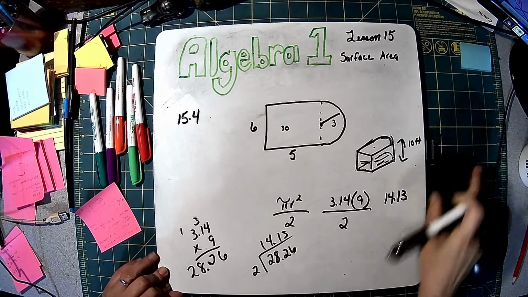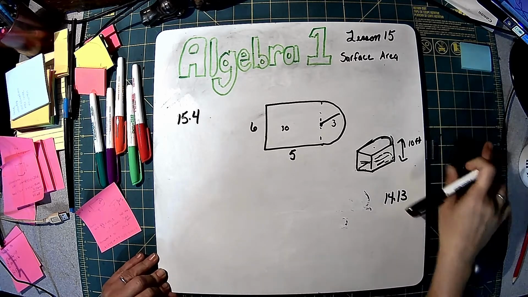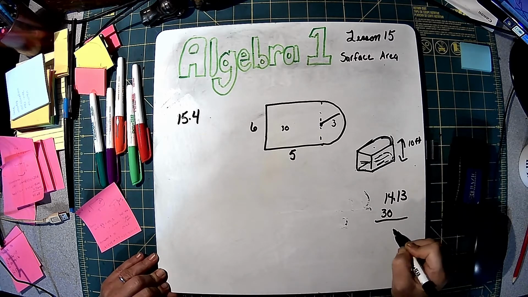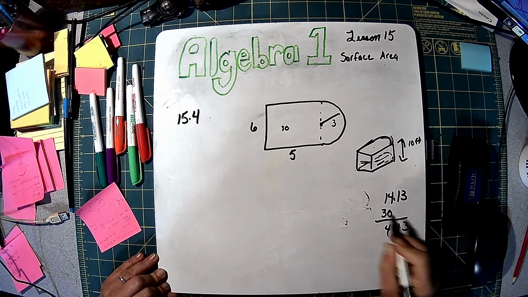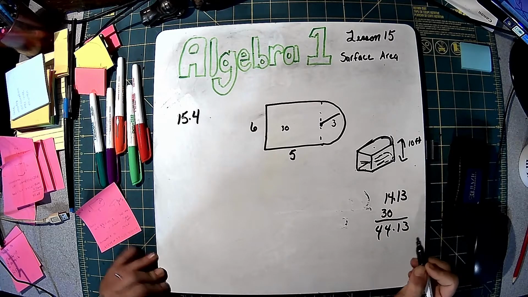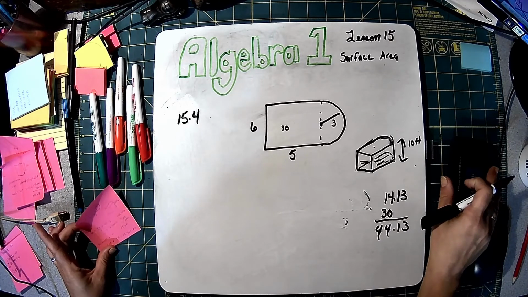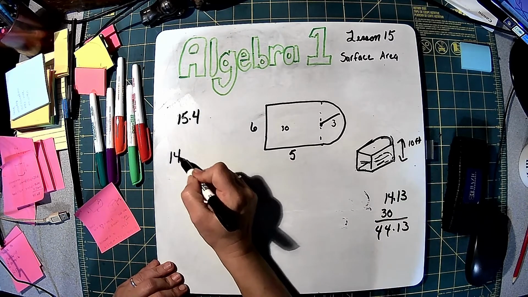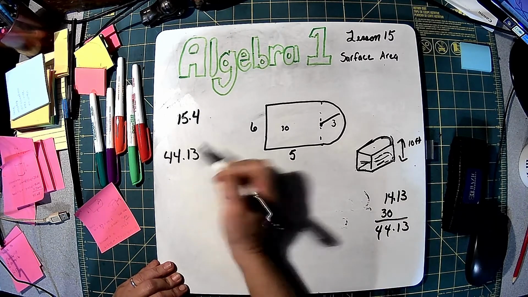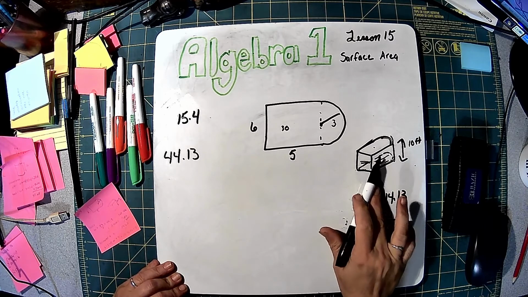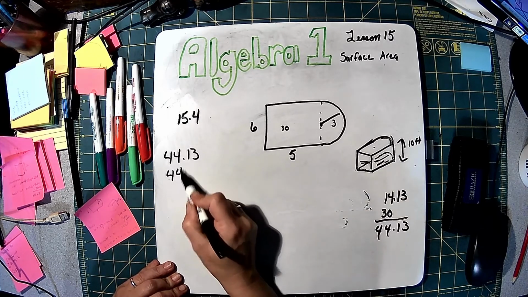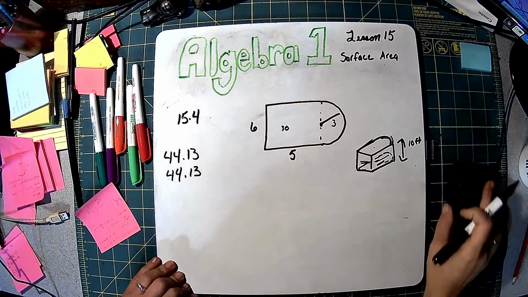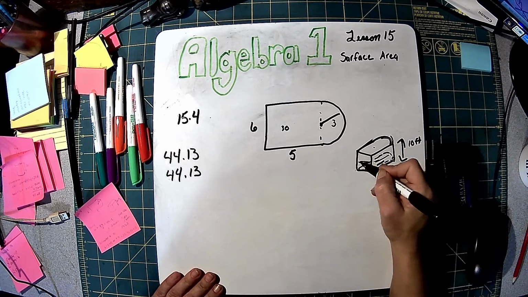So 14.13 plus our 30 for 6 times 5, our rectangular part, and we're going to get 44.13 is one base. We have two bases, so we need another 44.13. Okay? Now we have to figure out our lateral surface area, our sides.